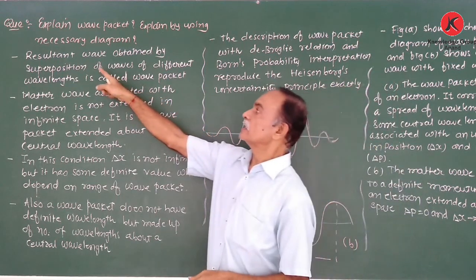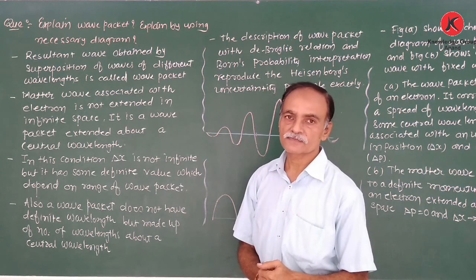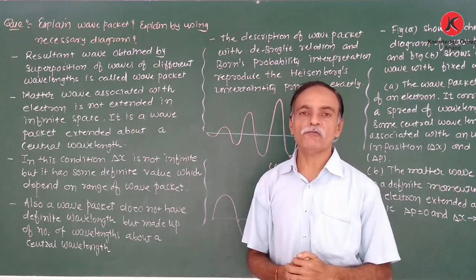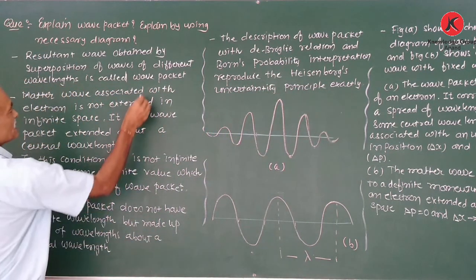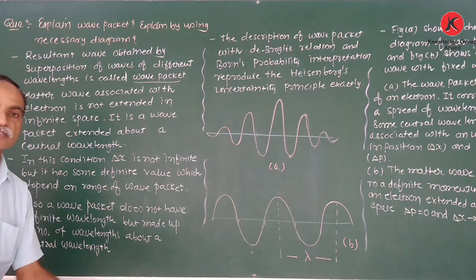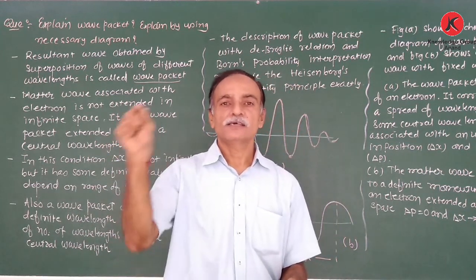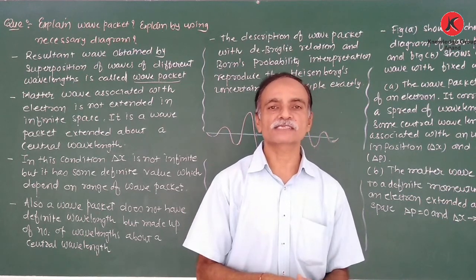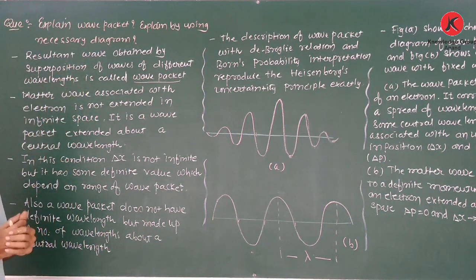A wave packet is the resultant wave obtained by superposition of waves of different wavelengths. What is the wave packet? The resultant wave obtained by superposition of waves of different wavelengths is known as the wave packet. That means in a wave packet there is a bundle of a number of waves. If two or more waves are superposed on each other, whatever resultant packet is obtained is known as the wave packet.